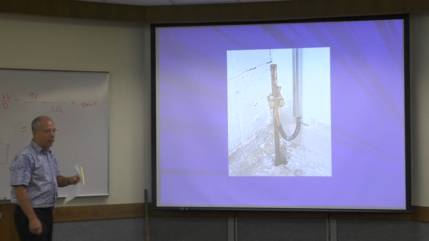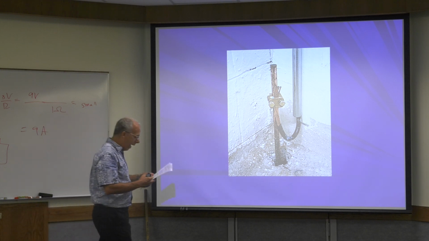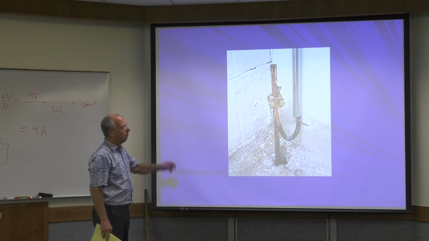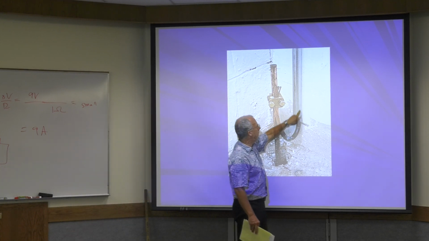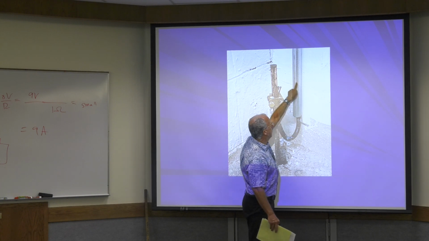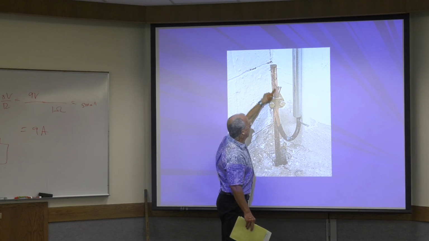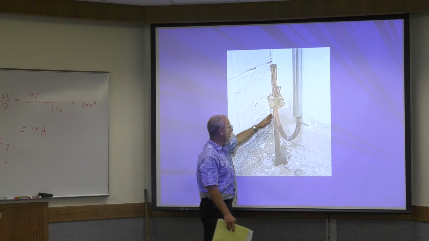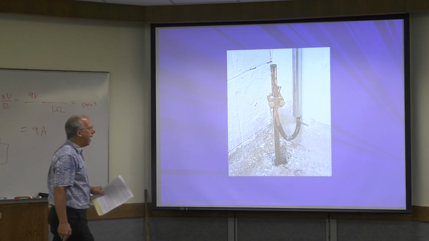Okay, now let's talk about something called grounding. Every house has, or should have, a wire from the main electrical panel to a grounding wire. There's a wire, and this is a rod, and it goes into the ground. So you're grounding your circuits. Every house should have that.